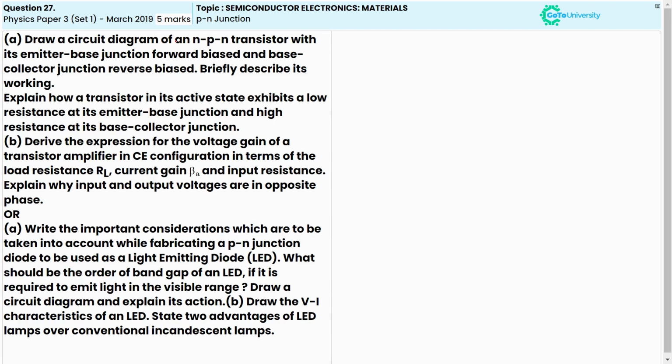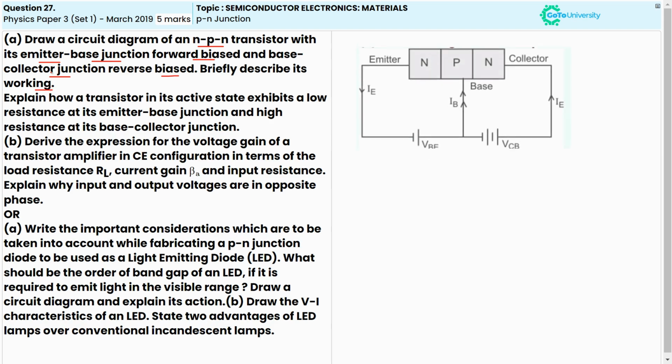Draw a circuit diagram of an NPN transistor with its emitter base junction forward biased and base collector junction reverse biased. Briefly describe its working. Okay, we'll see the diagram here, the circuit diagram.